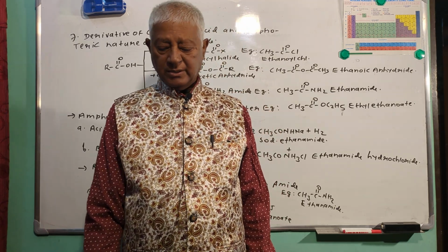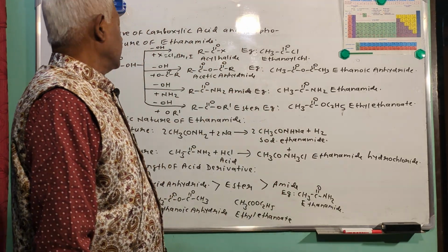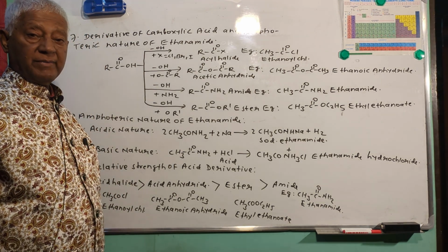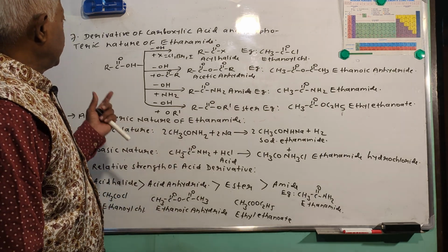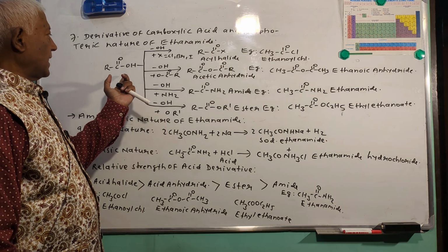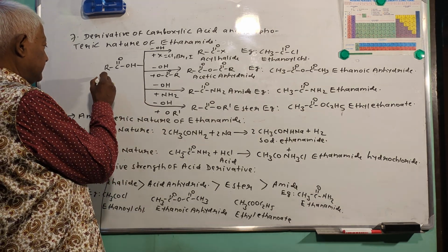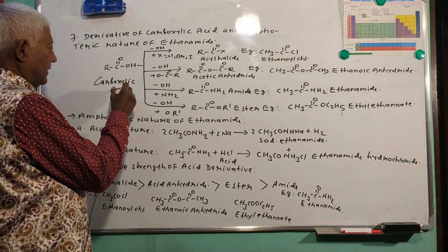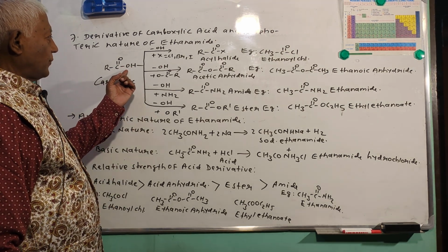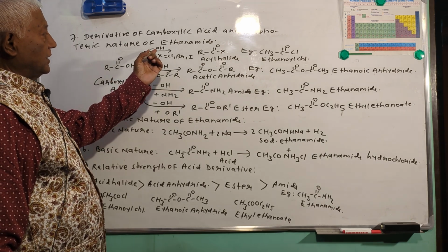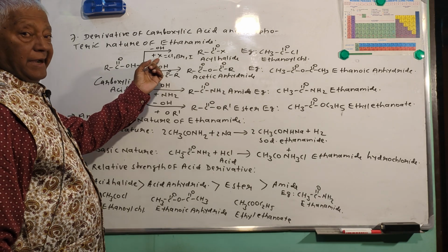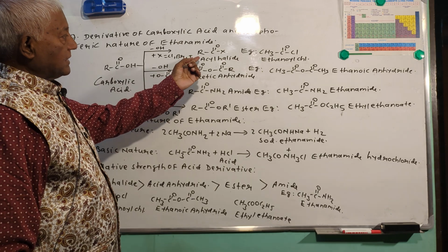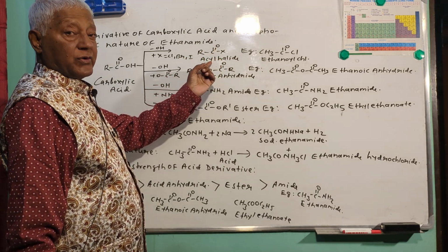All my dear students, now I am talking about the derivatives of carboxylic acid, and next is the amphoteric nature of ethanamide, which is generally asked in examinations. Derivative means those compounds which are derived from the carboxylic acid. When the OH group of this acid is removed and X is added, X means a halogen group; X may be chlorine, bromine, or iodine. So the general formula is RCOX, which is known as acyl halide.